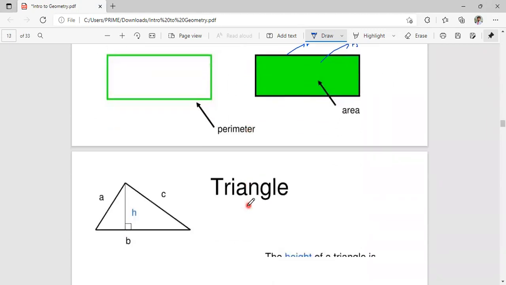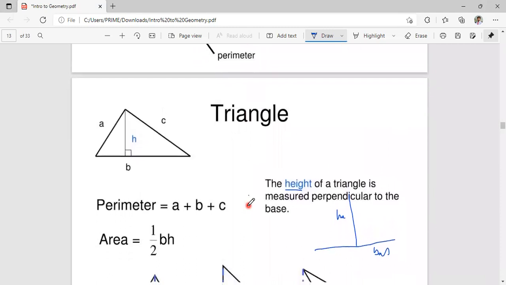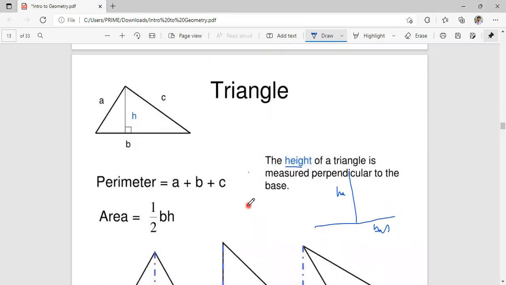Okay, so we have some examples. First is the triangle: how to find the area and perimeter of a triangle. First, the perimeter. We have a triangle with three sides: one, two, then three. Then inside we have a height, which is this one over here.